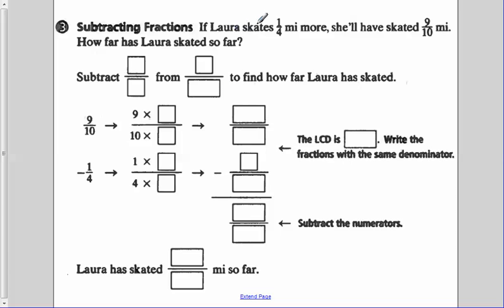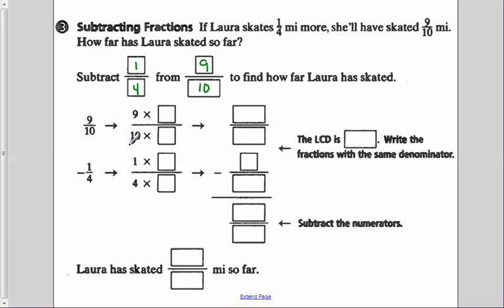And our third example, subtracting fractions. If Laura skates 1/4 mile more, she'll have skated 9/10 of a mile. How far has Laura skated so far? So we're going to be subtracting 1/4 from 9/10 to find out how far Laura has skated.